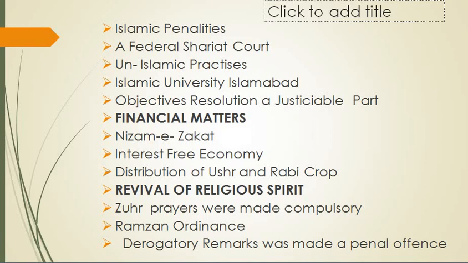Then, in financial matters, the Nizam-e-Zakat was improved in the country and an interest-free economy was introduced. The distribution of Ushr and the Rabi crop was organized, so that taxes imposed on industries and agricultural products in Pakistan would follow a system of Ushr and Rabi crop distribution.